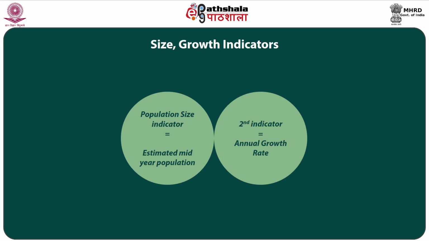The second indicator on the slide is about annual growth rate. Here we are talking about the average exponential rate of growth of population over a given period, and this is always indicated in terms of percent.